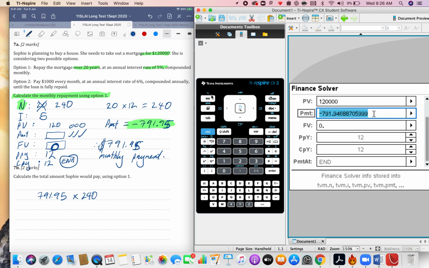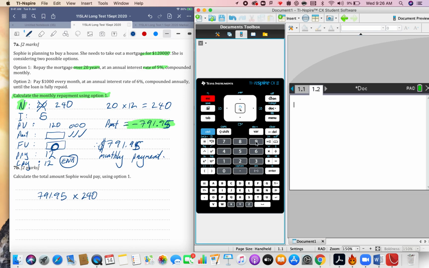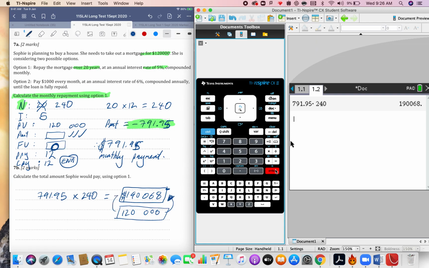Press escape. 791.95 times 240. This is the full amount of the loan that is going to be paid back, 190,068. That's the total amount paid back over the 20 years for something that actually borrowed 120,000. This question just asks for the total amount, so we've got the answer right here. If it asked for the interest, it would be the difference between the original amount of the loan and the total amount she pays back. So 190,068.